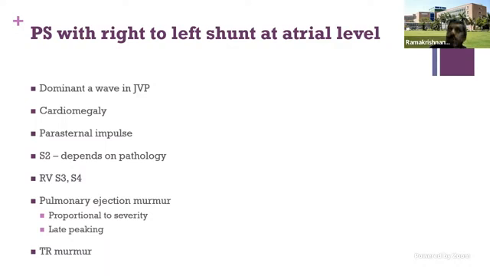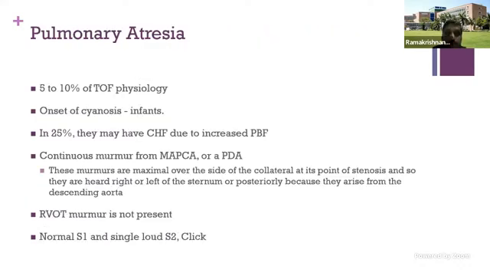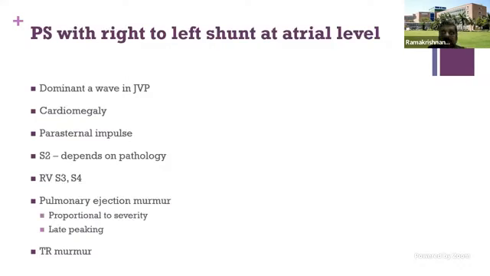The P2 becomes soft and inaudible, and you have a murmur that is very long and prolonged, which is proportional to severity, late peaking, and almost engulfs the P2. It ends with P2. There can be RV S3 and RV S4, and there can be a TR murmur. In PS with TR, there can be a PR murmur. So this is how you differentiate. This is the same way you put it across against tetralogy.